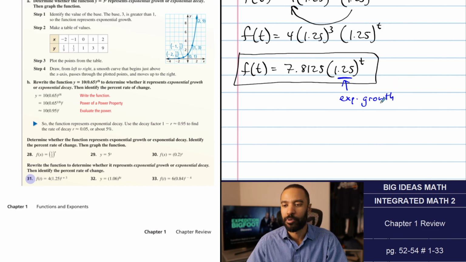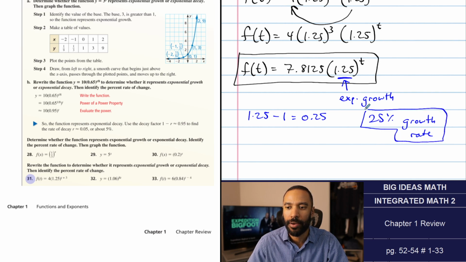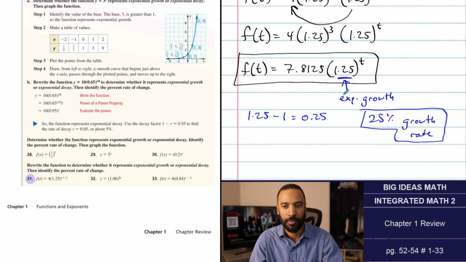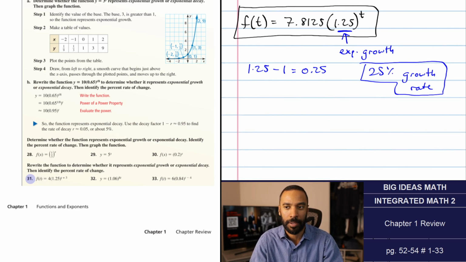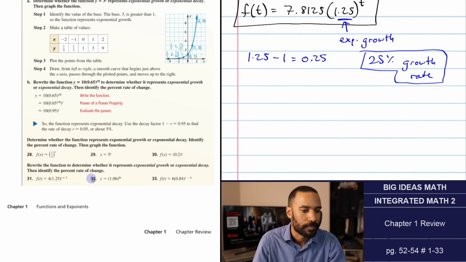And identify percent rate of change. How far away is this number from 1? It's 0.25 away, which makes it a 25% growth rate. And that's what we do. That's why I was saying at this stage, I'm good. This number didn't matter for any of it, but I want to get a rewrite there. Maybe it will matter later, or maybe they ask you for the function. So that's 31. Number 32.